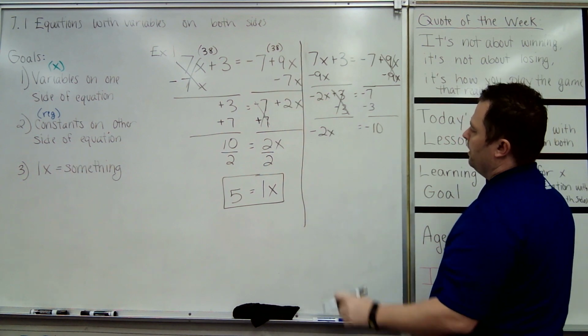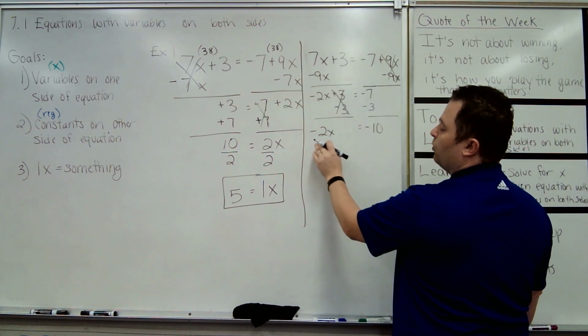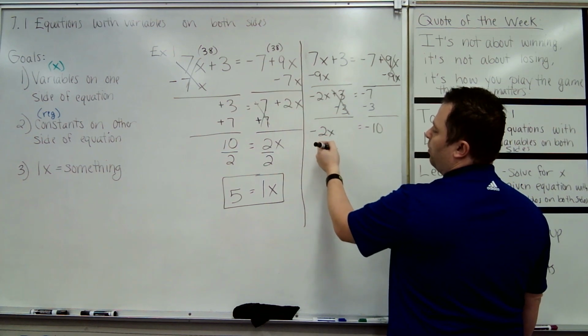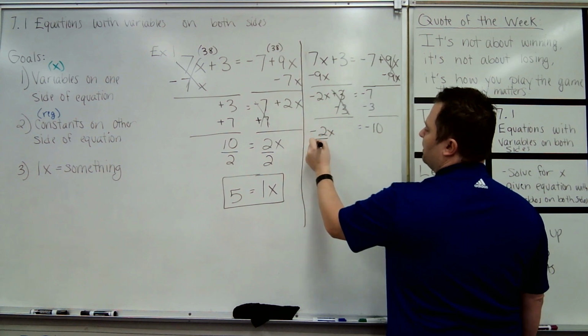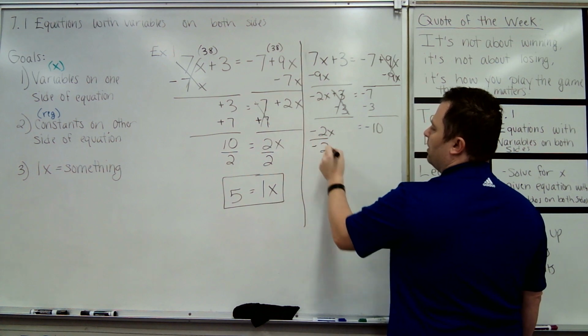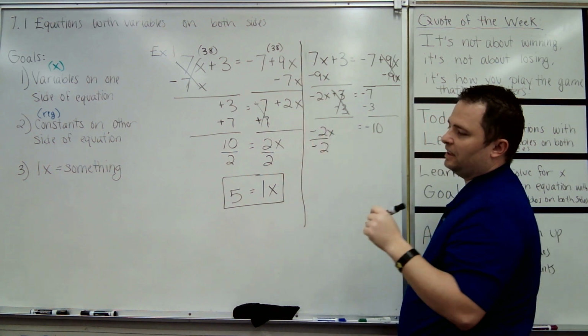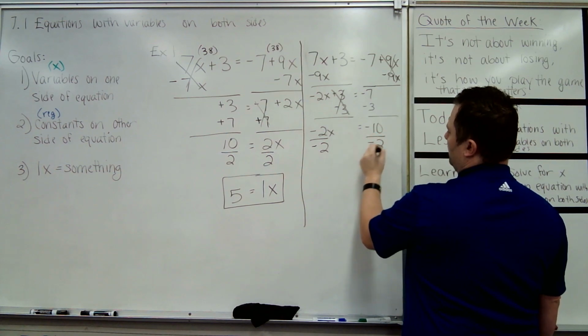Okay? Negative 2 times x is equal to negative 10. I don't want negative 2 times x. I want 1x. So these are being multiplied, so I have to divide. Not by positive 2, but by negative 2. Remember, I'm dividing by the exact same number because I want 1x. Divide this side by negative 2 as well.